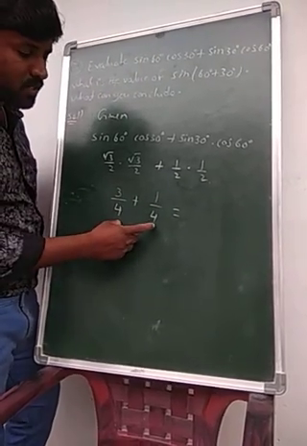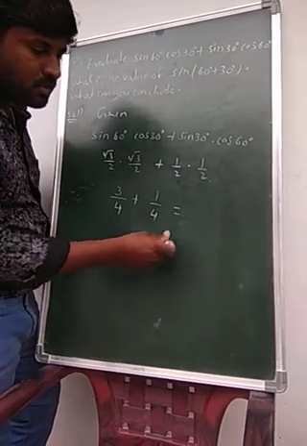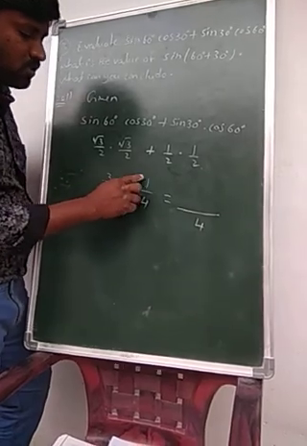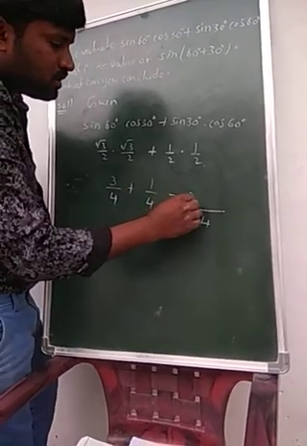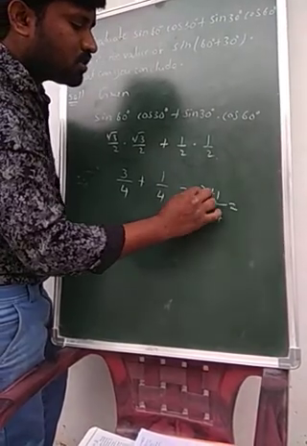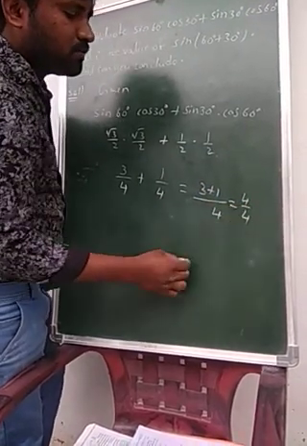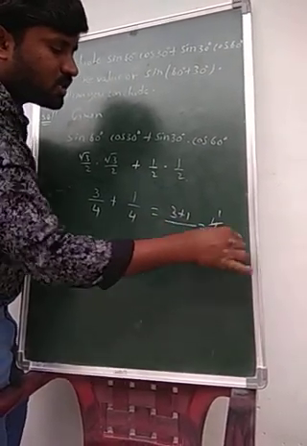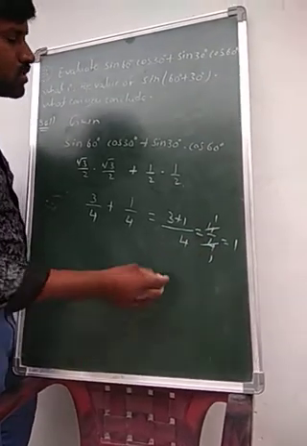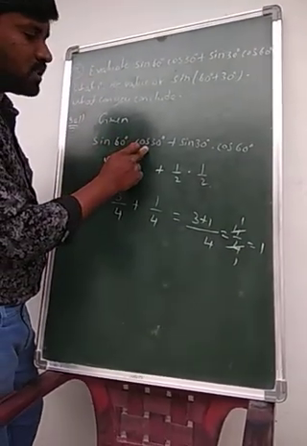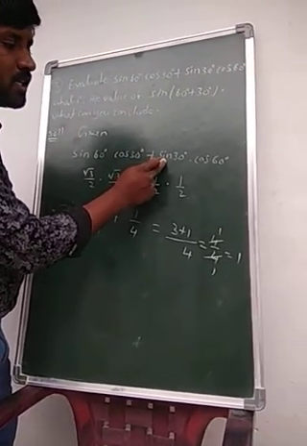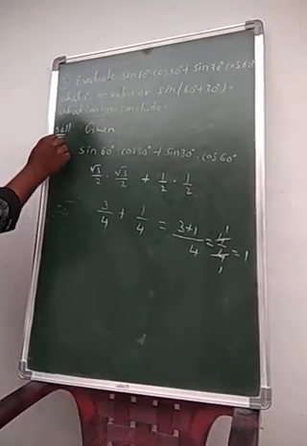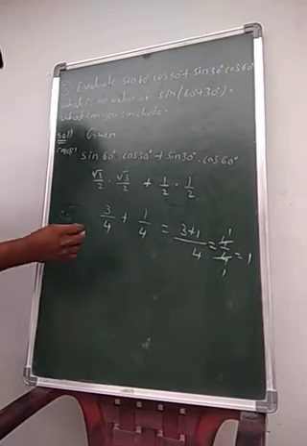So the denominator is the same, so I am writing LCM as 4. Then you just add the numerators, 3 and 1. So 3 plus 1 is 4 by 4. 4 and 4 cancel, then the required answer is 1. Okay, so we get sin 60 degrees into cos 30 degrees plus sin 30 degrees into cos 60 degrees is equal to 1. Okay, so this is case 1. Now see case 2.